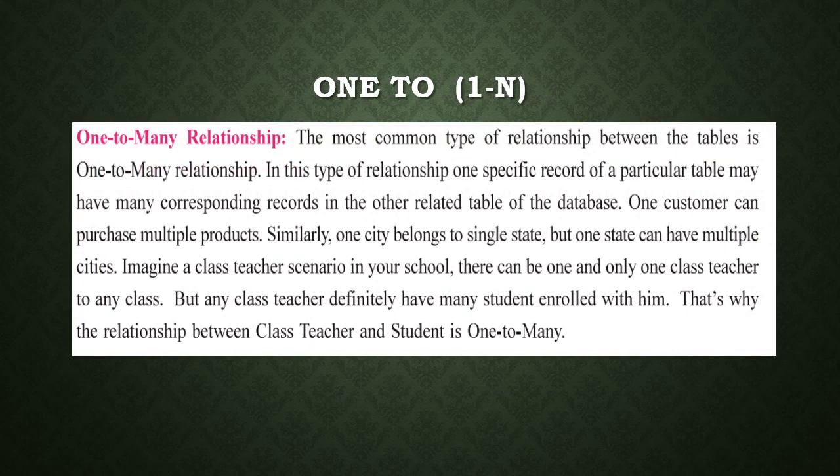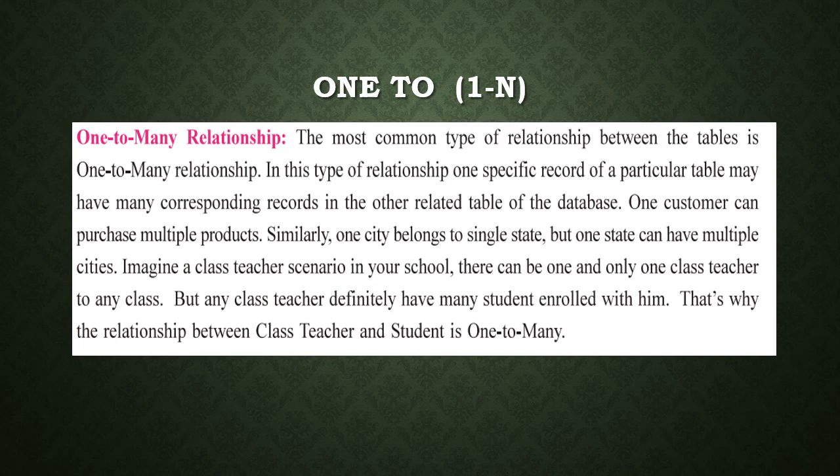One to many relationship. The most common type of relationship between the tables is one to many relationship. In this type of relationship, one specific record of a particular table may have many corresponding records in the other related table of the database. Means one specific record of a table will be associated with multiple records of another table.